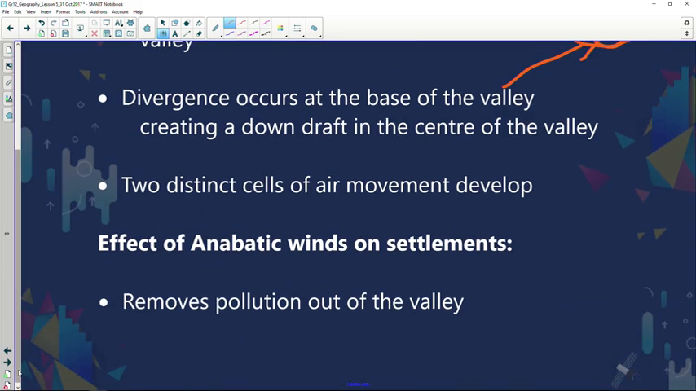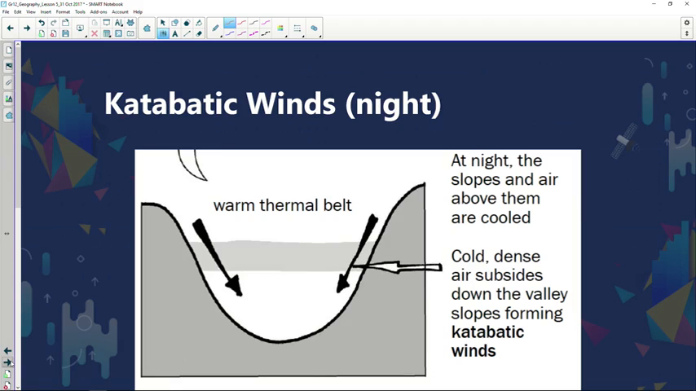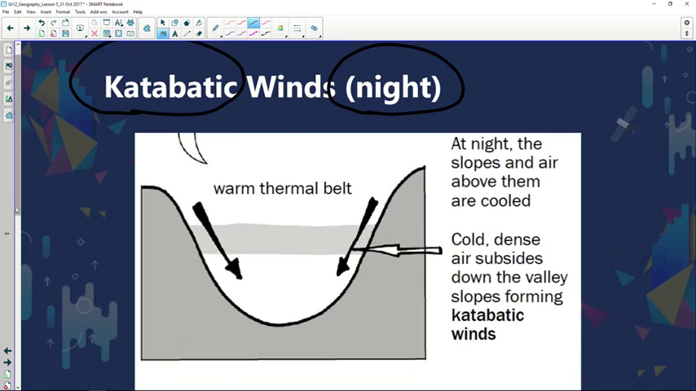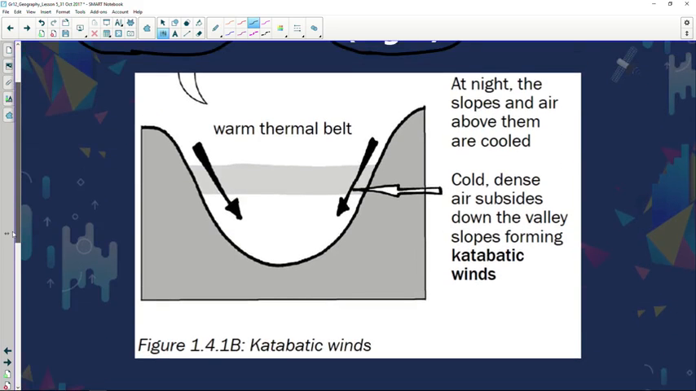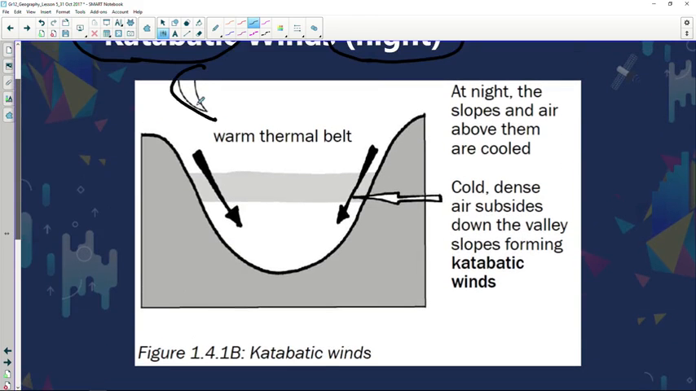Now, our second valley winds that we're going to look at is the opposite from adiabatic winds, and those are known as katabatic winds. Very important, grade 12s. Katabatic winds happen during night. Now, if you look at our diagram over here, as you can see, the moon has been cut in half over there.